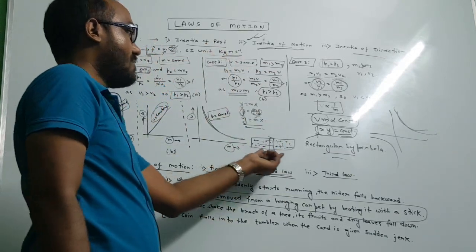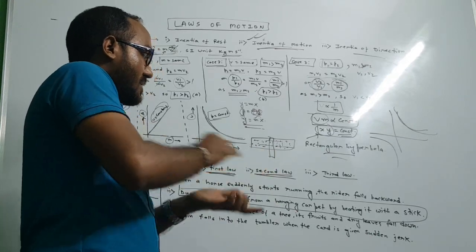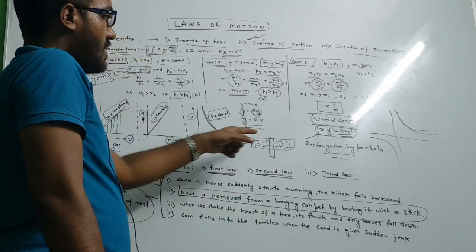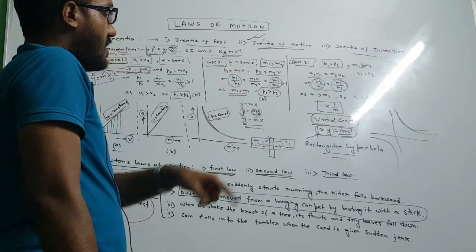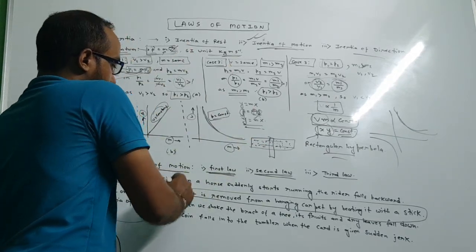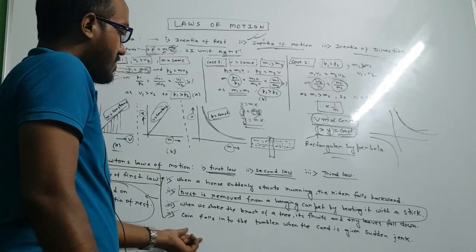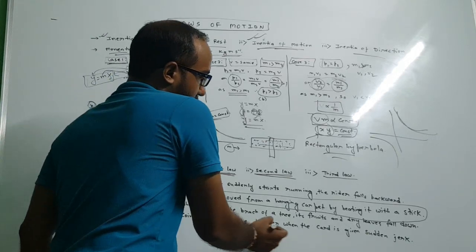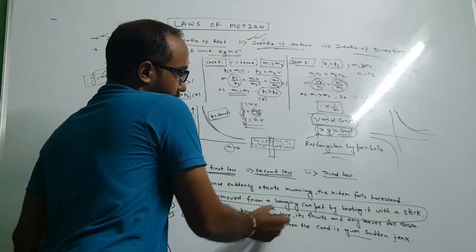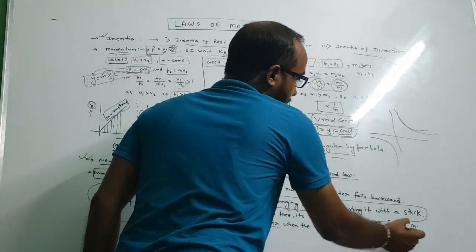Actually, the dust doesn't come out. The dust rests and keeps its position. The carpet moves up and down, and this is the best example of inertia of rest. You can see there are other examples I have written down. A coin falls into the tumbler when the card is suddenly jerked. When you shake the branch of a tree, its fruits and dry leaves fall down.